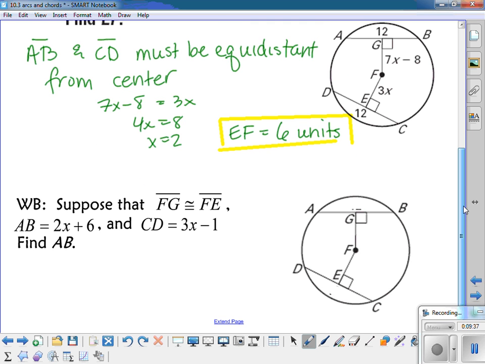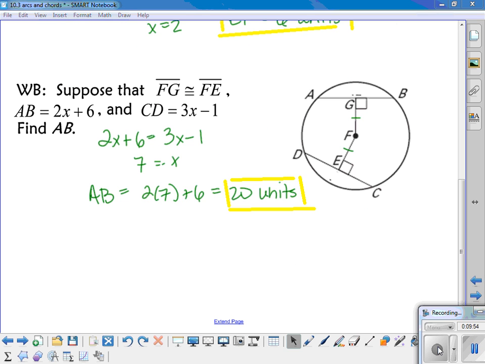All right, so on your own, suppose that FG is congruent to FE, AB is 2x plus 6, and CD is 3x minus 1. Find the measure of AB. Go ahead and pause the video now. Okay, so you should have set 2x plus 6 equal to 3x minus 1. You get x equals 7. AB is equal to 2 times 7 plus 6, and so the answer is 20 units.